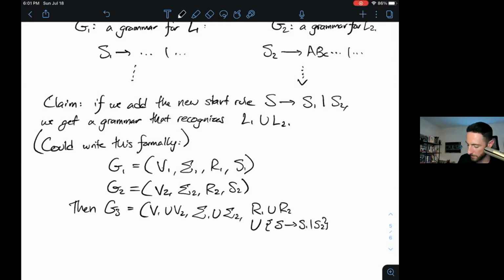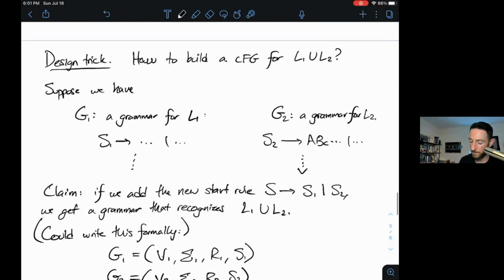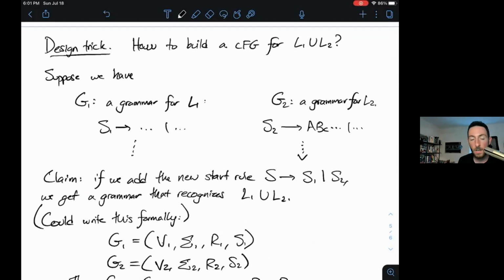Oh, and I suppose I also need a new variable here. So I'm going to add to my variable set a new start variable and make that my start variable. So I have this new grammar. It's still a four-tuple. And I claim G3 recognizes L1 union L2. So that's a trick for building a context-free grammar for the union of two languages.